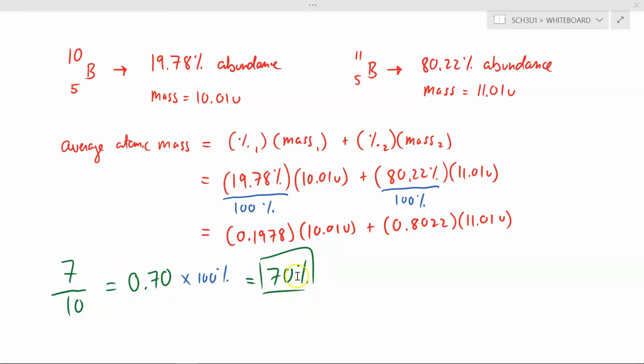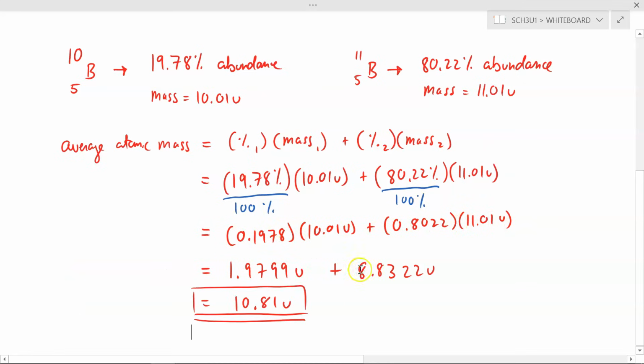Alright, so when converting a percentage into a decimal, we divide by 100. If you're converting a decimal into a percentage, we multiply by 100. So in this case over here, we must convert these percentages into decimal values before we can continue on with our calculations. So continuing on with our calculations, we get a final value of 10.81 u as the average atomic mass based on the percent abundance values we see above.